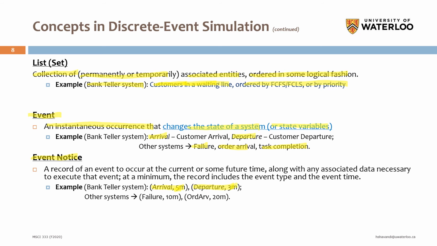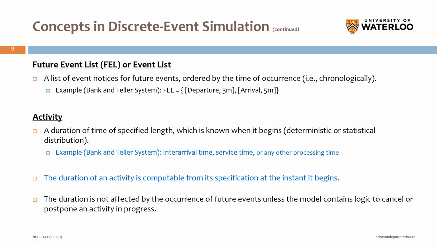or maybe the entity, right? Which entity is related to this event. So usually an event notice will include these 3 data, and we will define the event notice in the future event list. Okay. Future event list, FEL, or event list. This will be a list of event notices for future events, and these events will be ordered by the time of occurrence. For example, for the bank teller system, we may have this FEL.